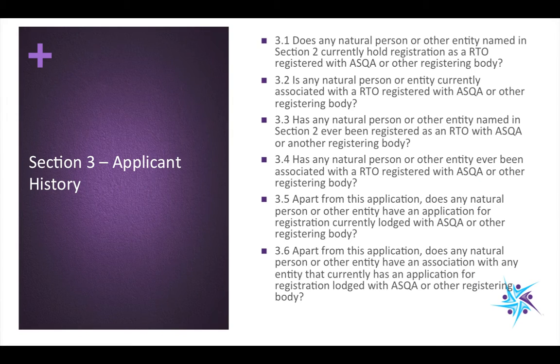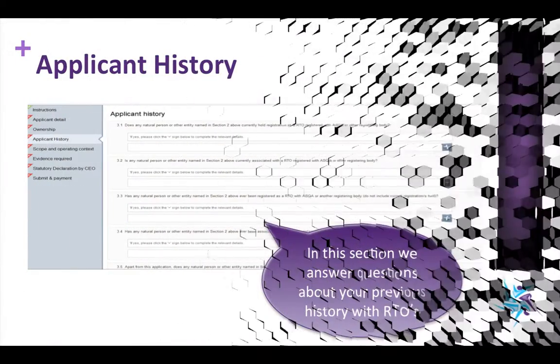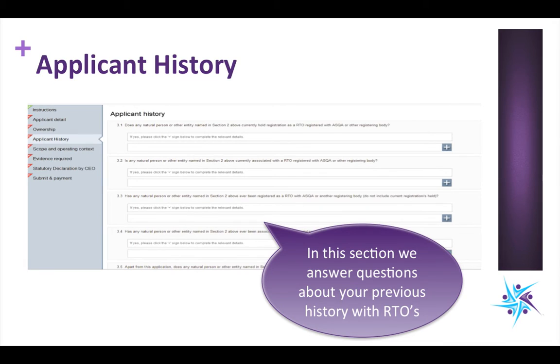Section 3, applicant history. This area is based around, they want to find out whether you've actually had any involvement with an RTO previously in any part of your life. We'll go through this further in the following slides. This is the applicant history screenshot from the ASQAnet application. This is the details that we're going to be filling in.